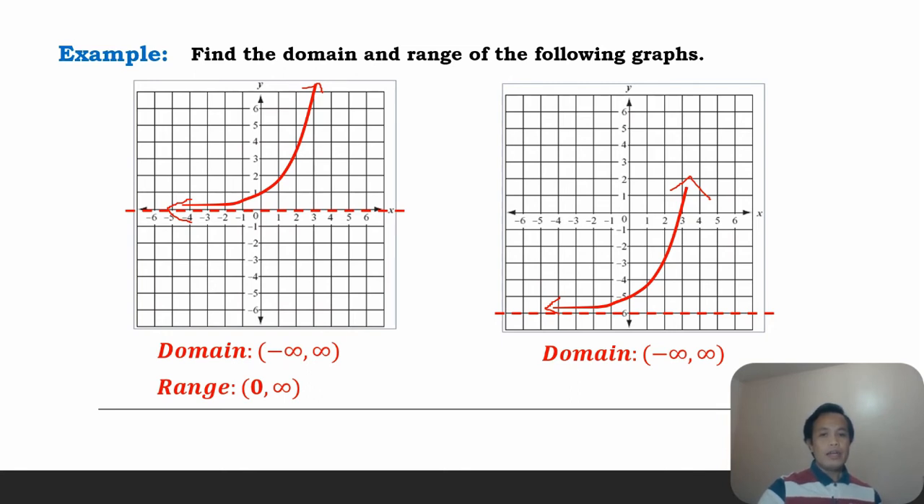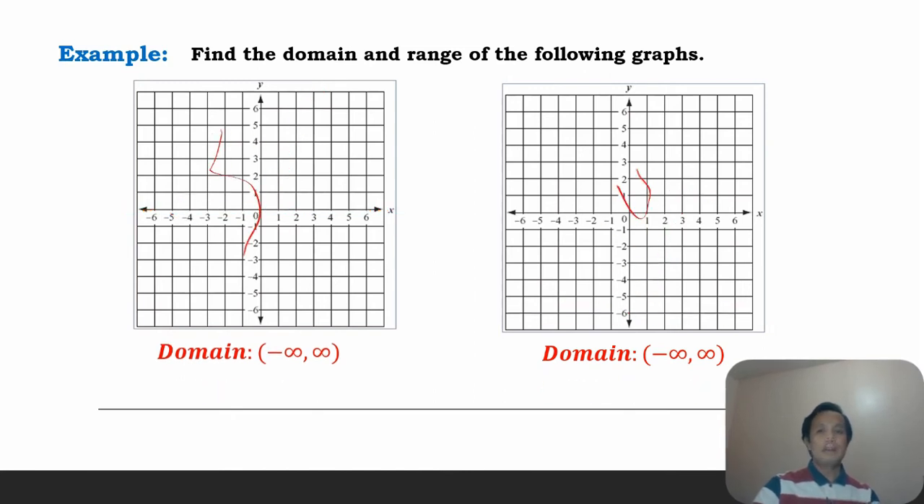Now, if we are going to analyze the graph, again, the graph will never cross the line y equals negative 6, and our graph moves infinitely upward. The graph is translated 6 units downward. Of course, this is the translated form of the exponential function. So the range should be from the horizontal asymptote, which is negative 6, up to positive infinity. So the range is from negative 6, which is this line here, but excluding the value y equals negative 6, because the graph will never cross the line, then upward.